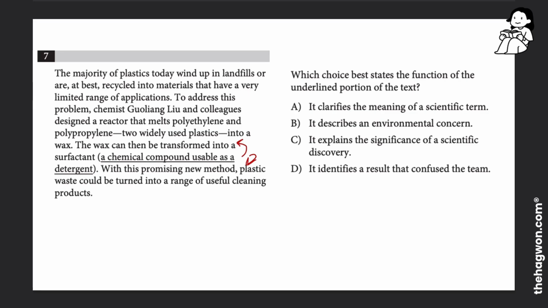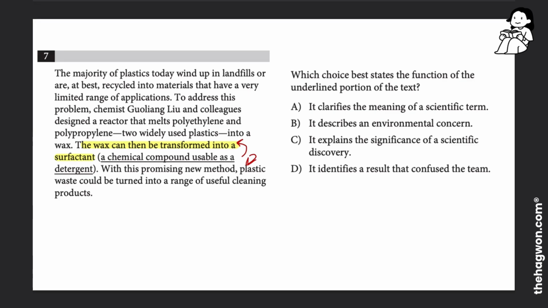So I'm going to look at the little part that came before, the underlined sentence, and then I'm going to look at the sentence that comes after. So if I read the sentence before, it says, the wax can then be transformed into a surfactant, a chemical compound usable as a detergent.